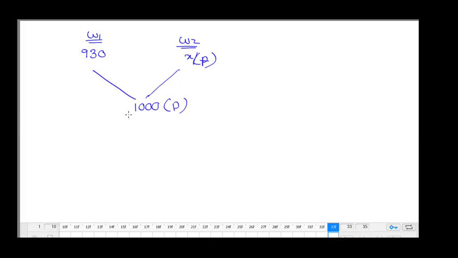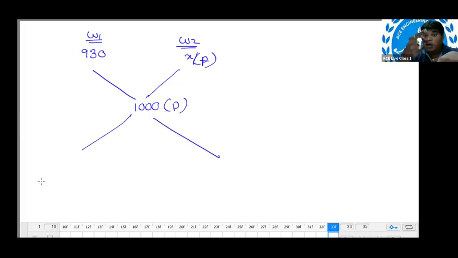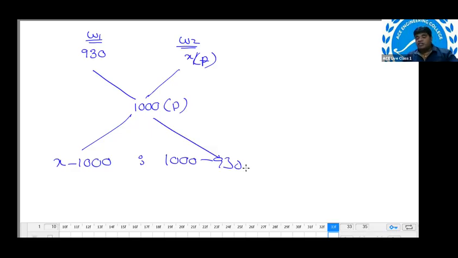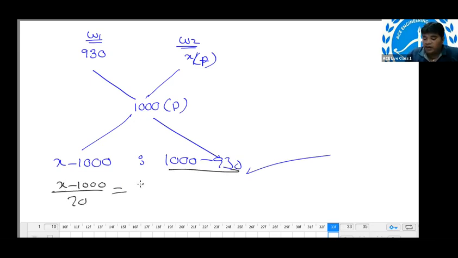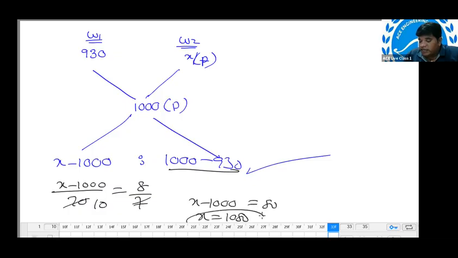In which ratio are you mixing? Not given. You are mixing in the ratio X minus 1000 is to 1000 minus 930. If you mix in this ratio, each kilo costs 1000 paisa, 10 rupee. But already one ratio is given, so both are equal. X minus 1000 by 1000 minus 970, and the given ratio is 8 by 7. Cross multiplication: 7 times X minus 1000 is equal to 80. Then X is equal to 1080. Yes, sir.